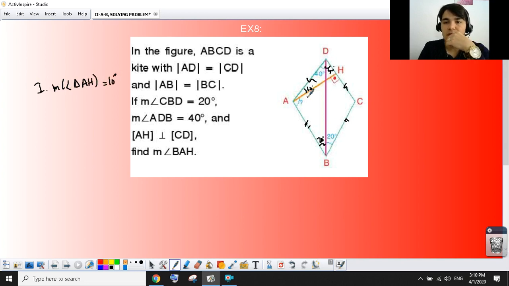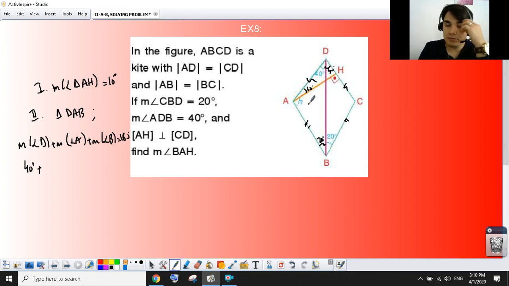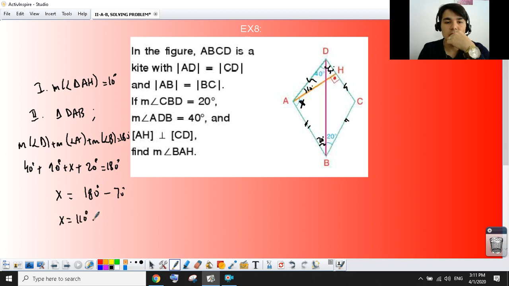Okay. So if it is 10 degrees, when we take the triangle DAB, the measure of angle D plus the measure of angle A plus the measure of angle B is equal to 180, right? So the measure of angle D here is 40 degrees. The measure of angle A, and let's say instead of question mark we can use the letter X. It will be 10 plus X. And the measure of angle B will be here as 20 degrees, which is 180. So from here we will get the value of X: 180 minus 40, 10, 50, 70, 110 degrees, right? Okay.